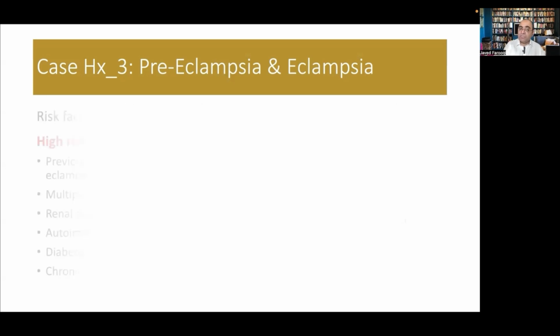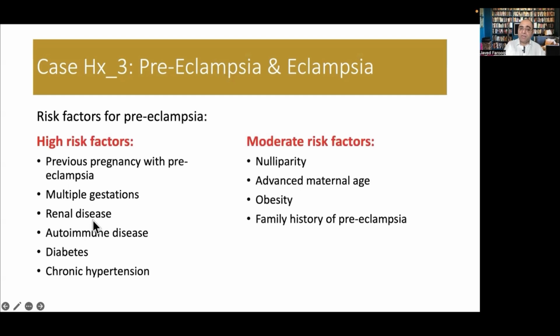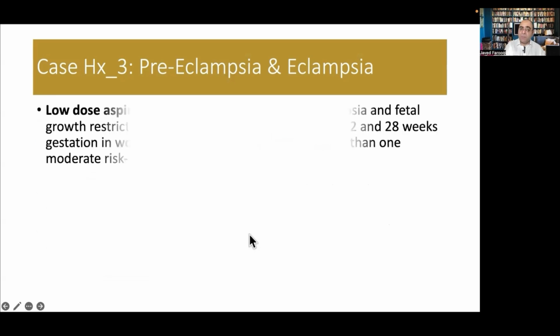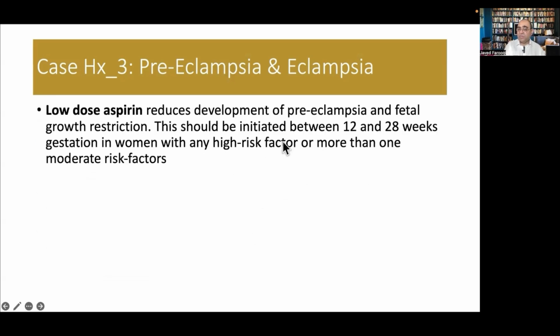So, when we discuss these risk factors, if a lady without any signs of preeclampsia has any one of these high risks, if she had a previous pregnancy with preeclampsia, if there are multiple gestations, if she has renal disease, or autoimmune disease, or if she is diabetic, or has chronic hypertension, then we need to start her on low-dose aspirin. But if there are more than two risk factors, such as nulliparity, advanced age, obesity, or family history of preeclampsia, then we will start these patients on low-dose aspirin, and this will be initiated between 12 and 28 weeks of gestation.